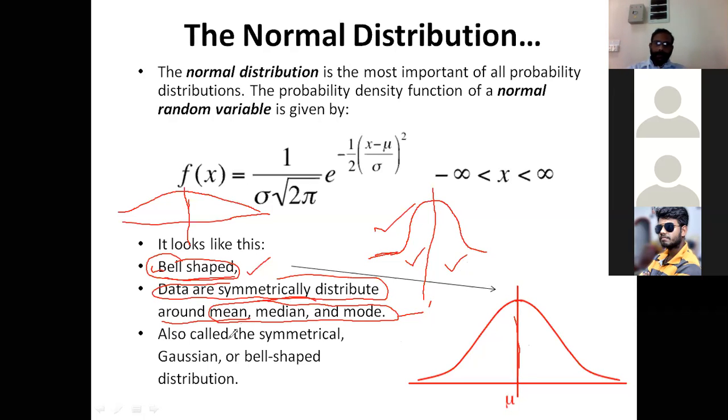Also, the other important person, called Gauss, is a statistician who lived in the 1800s, I think late 1700s, from Germany. So this is also sometimes called a symmetrical distribution, Gaussian distribution, or bell-shaped distribution. Sometimes in certain books they refer to it with different names. Normal distribution is a symmetrical, Gaussian or bell-shaped distribution, right?